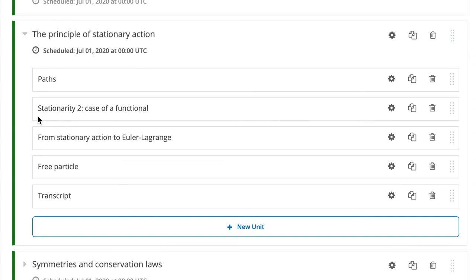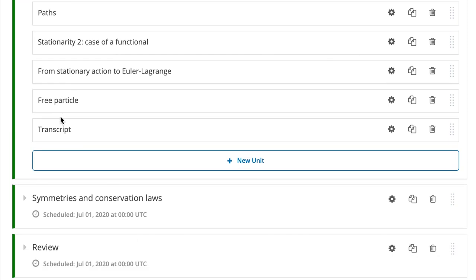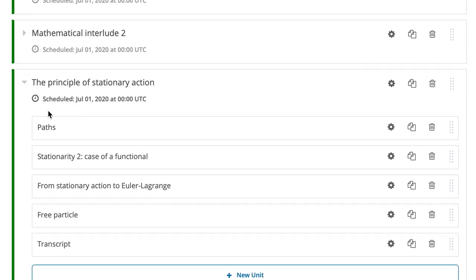We will then revisit a bit of mathematics in the case of stationarity, but now in the case of a functional. So a functional, you will see, is a function of a function and not just a function of a variable. Then we will show how we get Euler-Lagrange equations from this stationary principle. We'll then apply that to the case of free particles, and again there will be some transcripts.